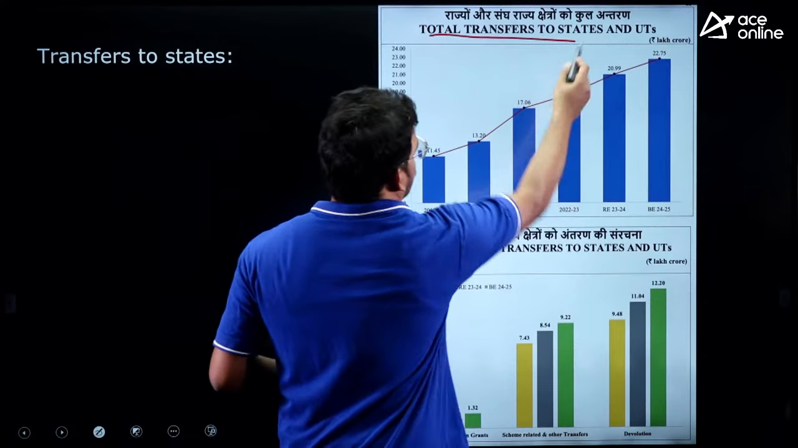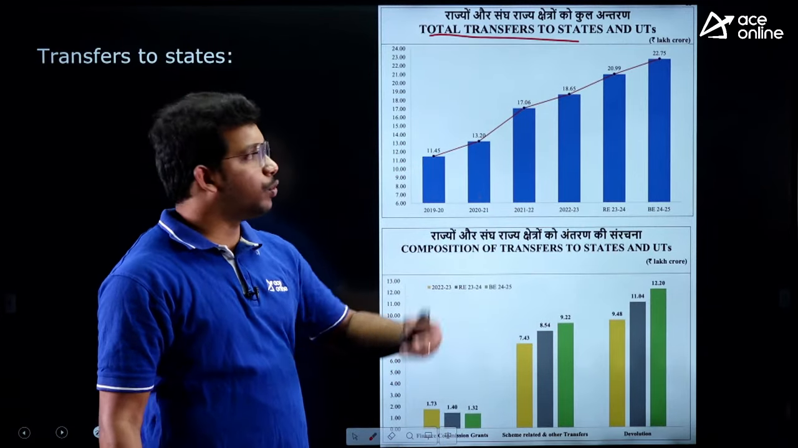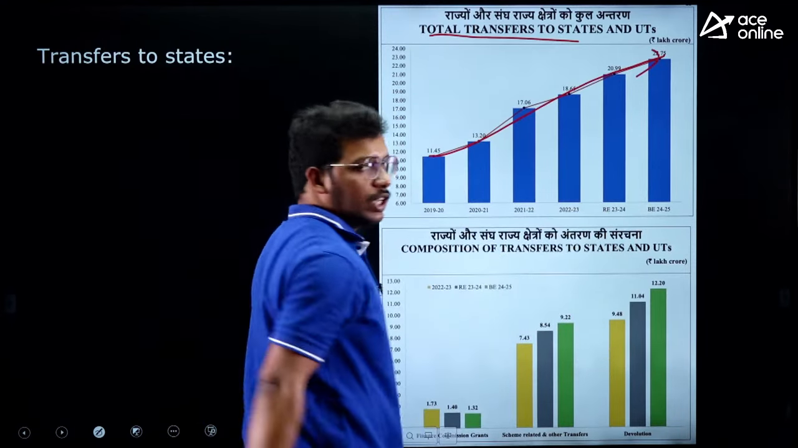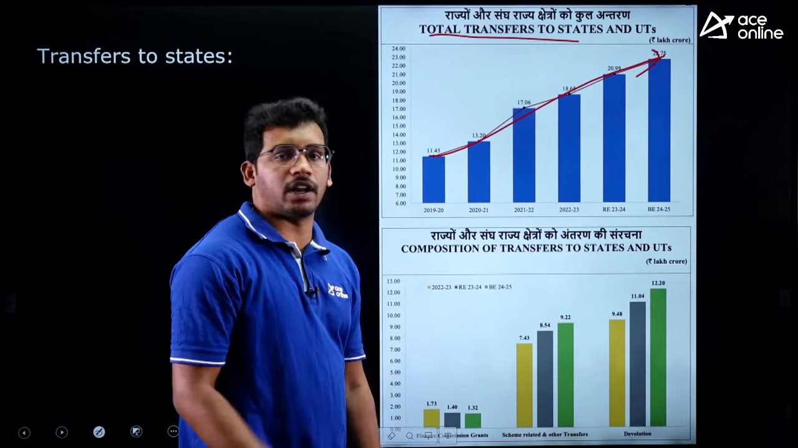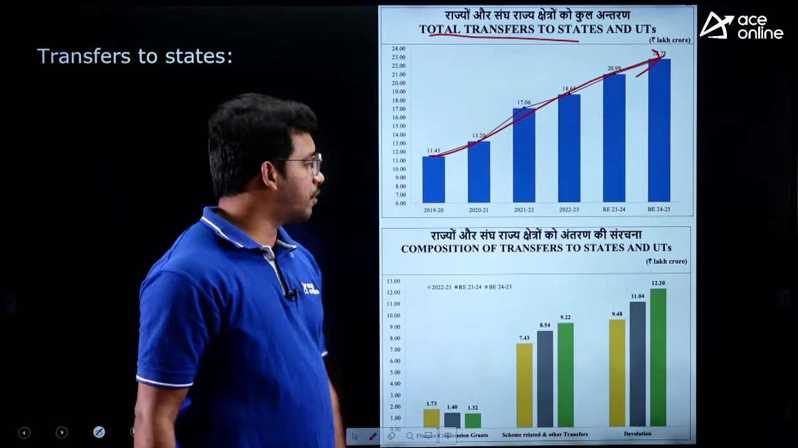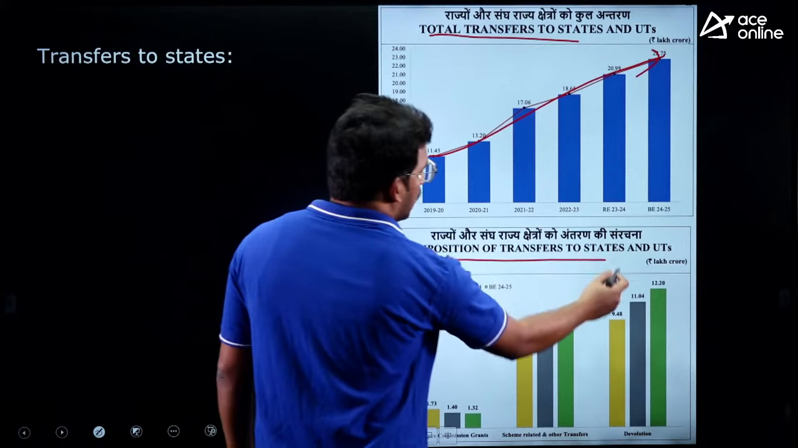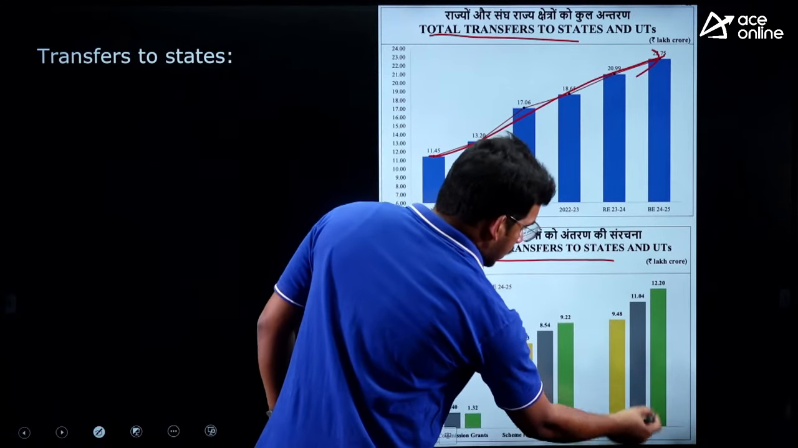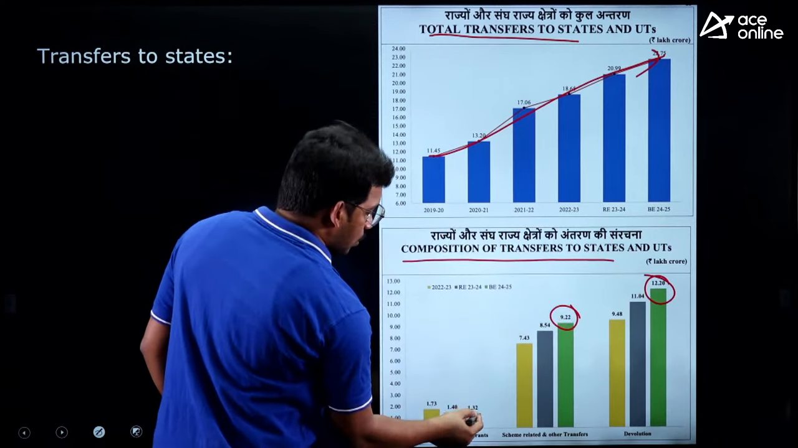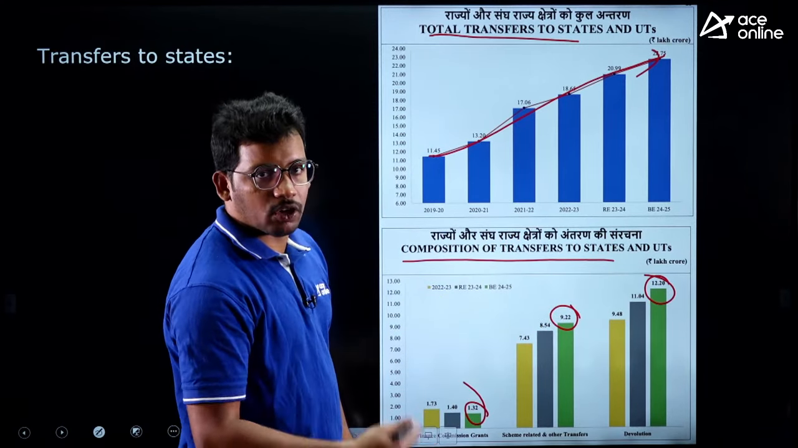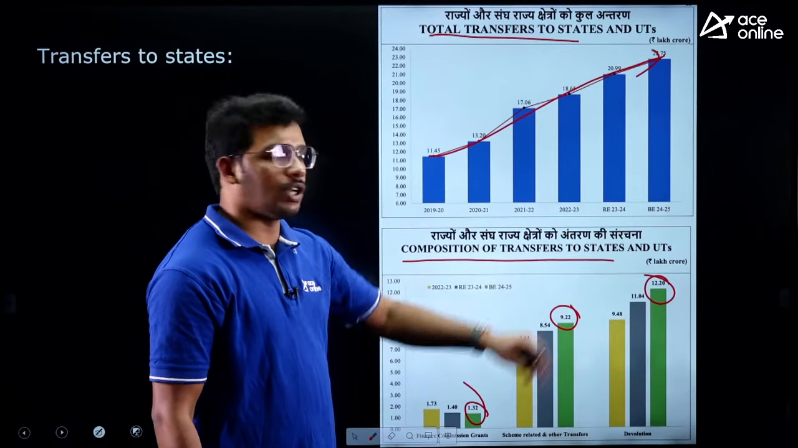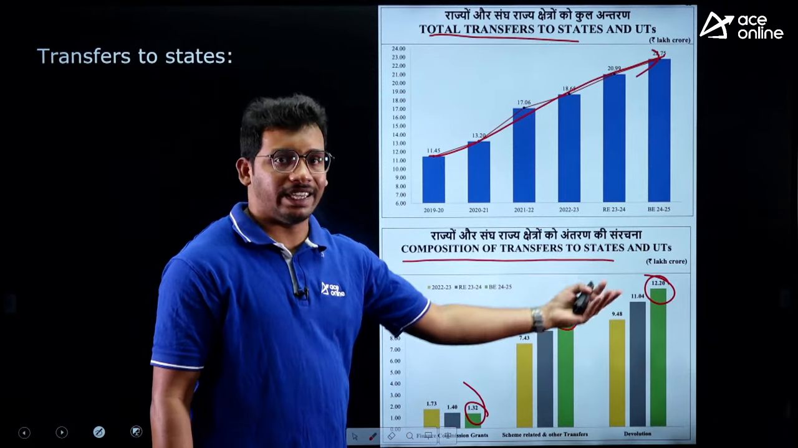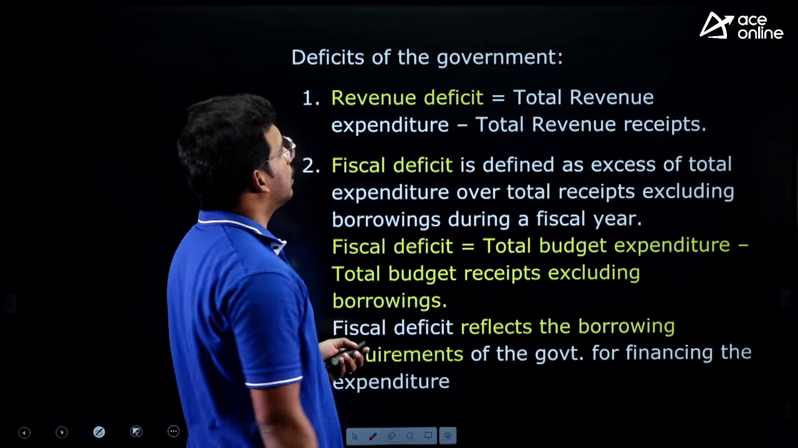The total transfers to the states. The central government needs to give back to the states, right? This is also increasing, which is a good thing. It is protecting the federal structure, so they are giving more funds to the states. That's what the government is saying. The composition of transfers you can also see here. Devolution is much higher. Devolution means the extra money that the government gives every year to the states. That is also something you need to remember among the available things which are higher, right?